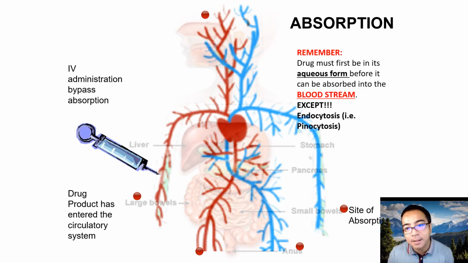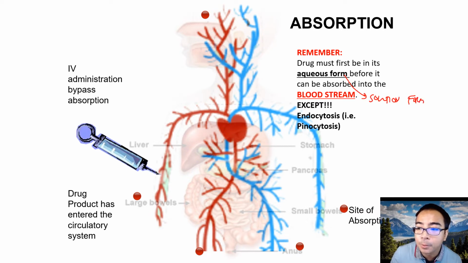So yes, that drug must first be in its aqueous form before it can be absorbed. A drug in its aqueous form is normally a drug in its solution form. Solution form means it has already undergone liberation. Right? With a few exceptions, of course. There's always an exception to the rules. So we have, class, drugs undergoing endocytosis or pinocytosis. Endocytosis like pinocytosis and phagocytosis.